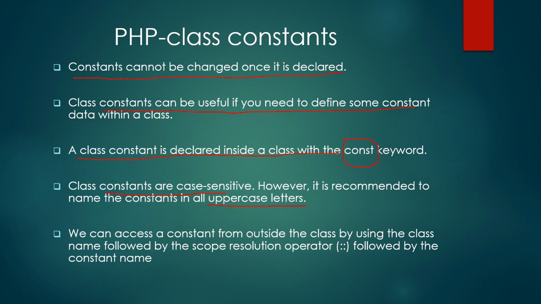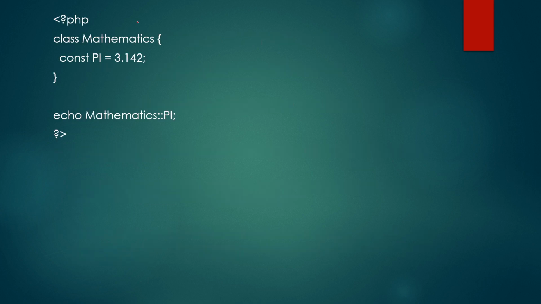We can access a constant from outside the class by using the class name followed by the scope resolution operator. Now see, this is important. If I want to access a constant outside a class, I don't have to create any object. I can simply make use of the scope resolution operator, which we have seen with static methods and static properties. The way we access static properties and static methods, the same way we are going to access a constant using the scope resolution operator. Now let's look at the example.